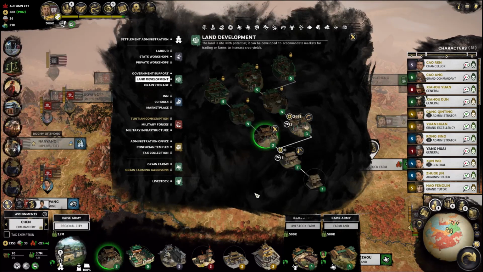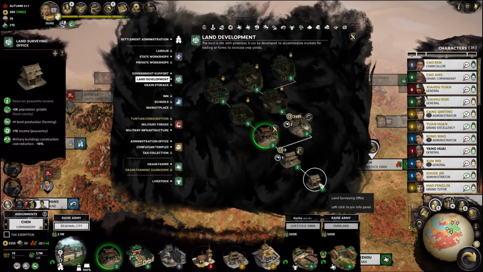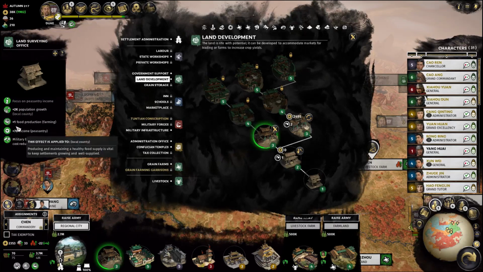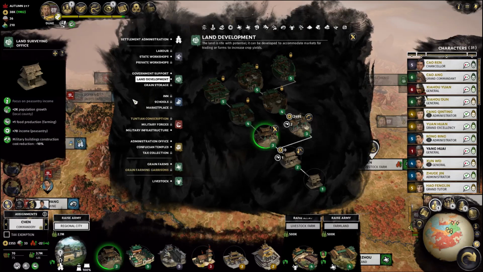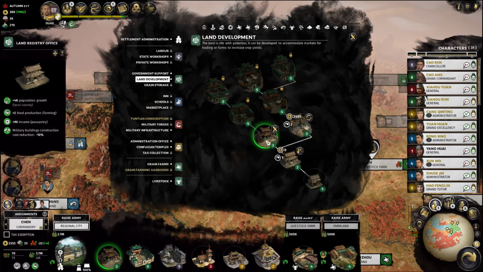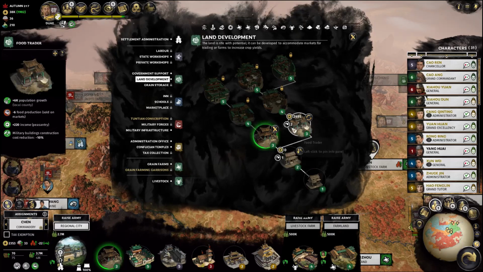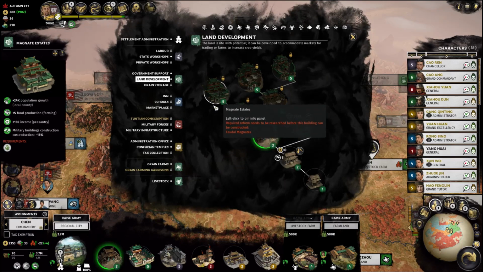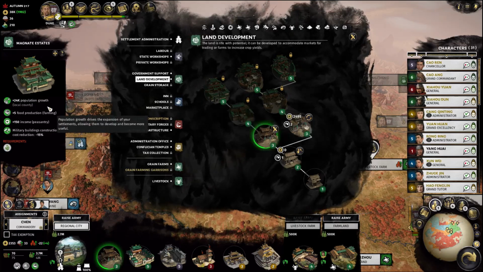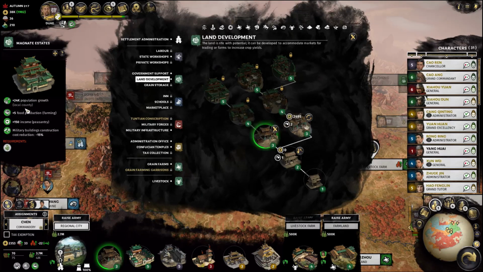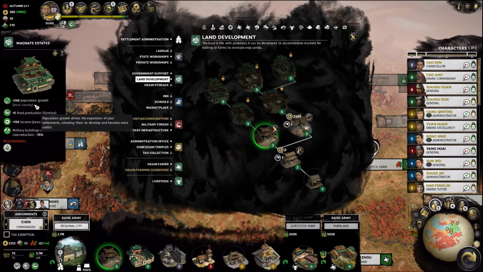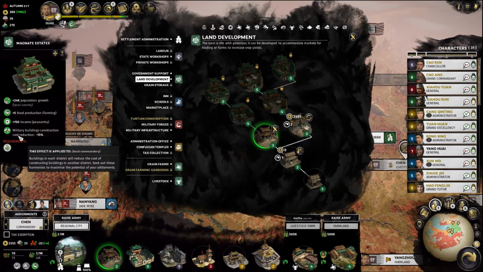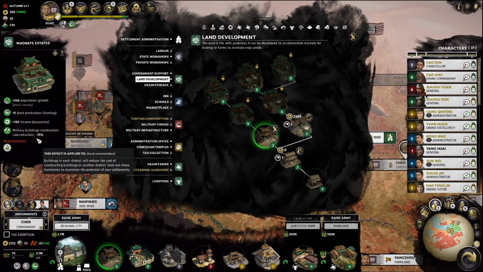Land development. So in here, as I said, you see it goes together: the population growth, the food production, the income. This is in land development. The higher you go, the better the bonus you get. I would always recommend you to go left here. Let me explain why. If you go left, you get the same population growth as if you go right, and the same military building construction cost reduction.